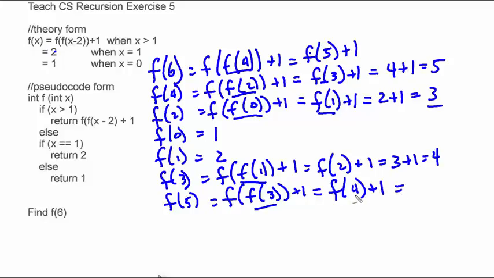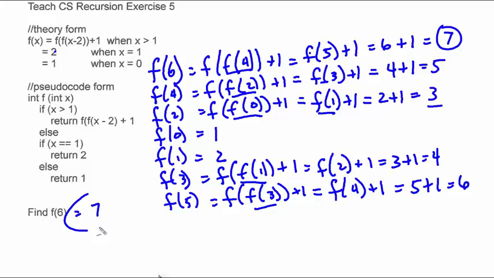We already know the function of 4, which is 5. So that's 5 plus 1, which is 6. So the function of 5 is 6. And add 1 to that, and we get 7. So the function of 6 is 7.